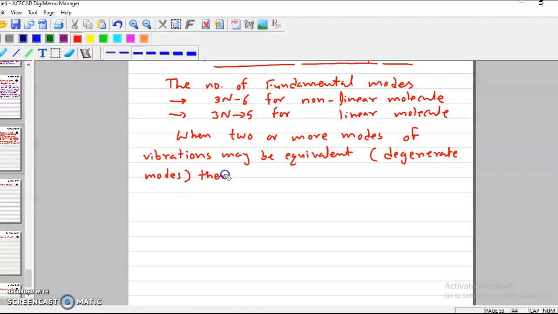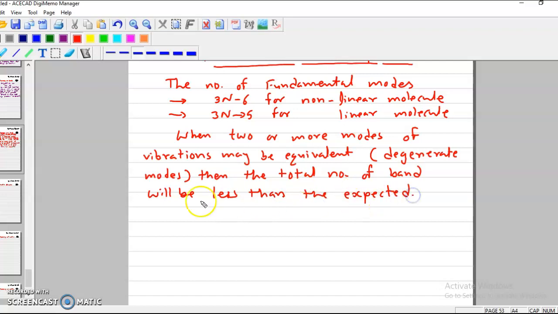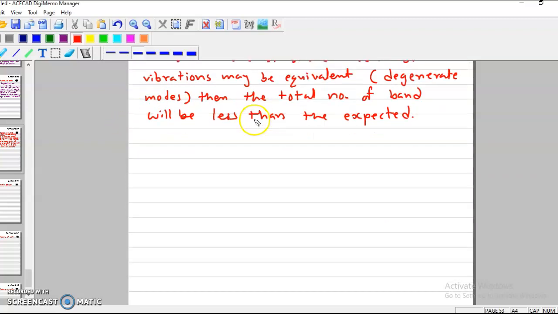Then the total number of vibrations or bands in IR spectra will be less than expected, which is rare. Normally it hardly happens. Why? Because of overtone or combination. Okay, but this is the ideal condition, that if both bands are equal and we observe only one band instead of two, then we get a smaller number of bands than we expect.